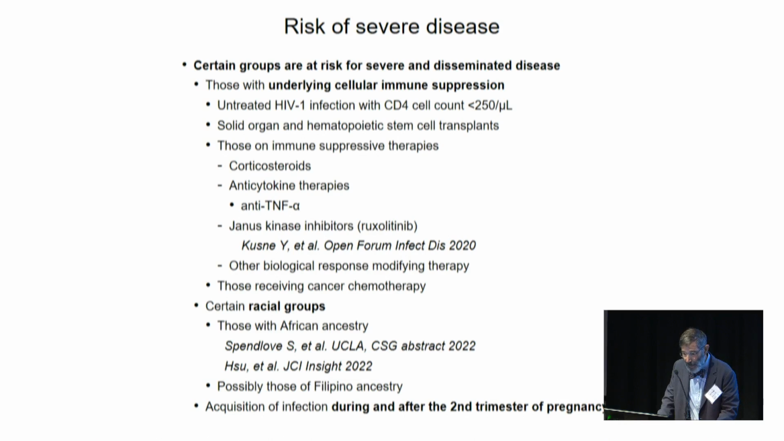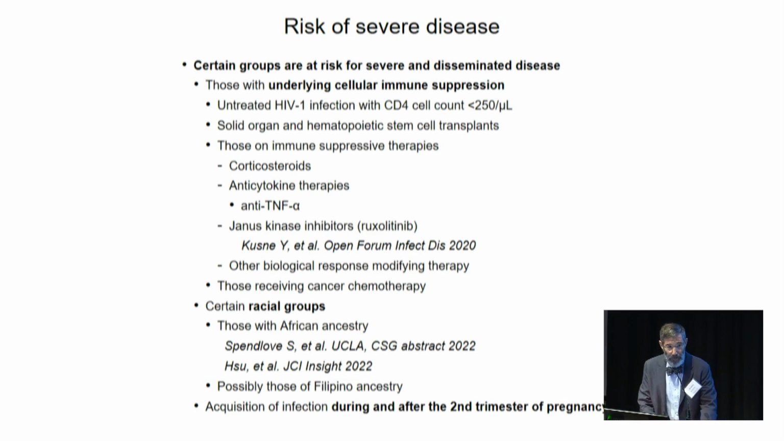Those receiving cancer chemotherapy. And more importantly, certain racial groups, and particularly those with African ancestry, appear to be at particular risk for getting severe and disseminated disease. And I want to really point out this abstract presented at our last meeting by Sarah Spenlove, a graduate student at UCLA, where she showed this is genetically driven because individuals with African genes, not defined by where they live or how they define themselves, are at that enormous risk.